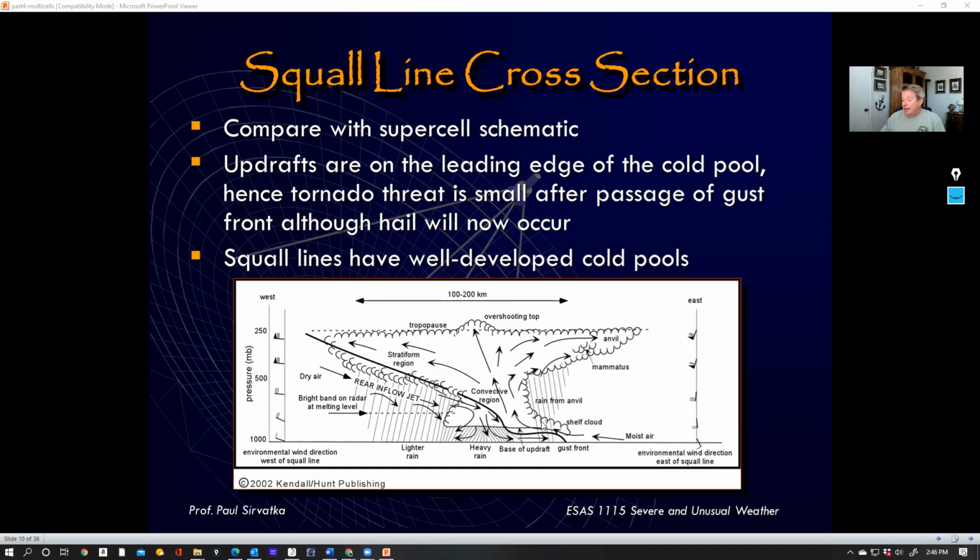So if you're going to get a QLCS tornado, that tornado is going to be really close to the front of the gust front. If you're back here where it's already getting into a lot of rain, you're not going to get a tornado there. You're going to be right up there at the front of this scenario.